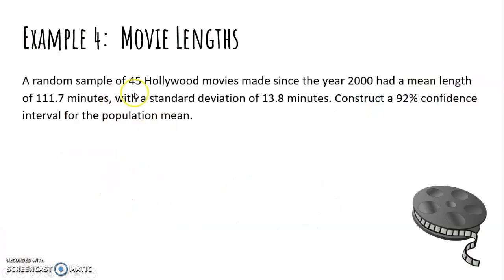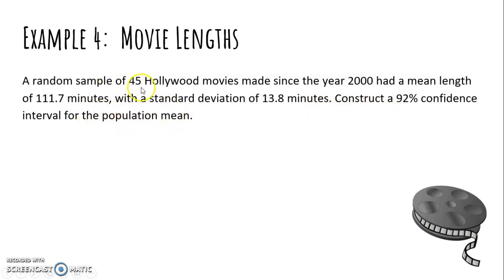So let's look at example 4. Example 4 says a random sample of 45 Hollywood movies made since the year 2000 had a mean length of 111.7 minutes with a standard deviation of 13.8 minutes. Construct a 92% confidence interval for the population mean.